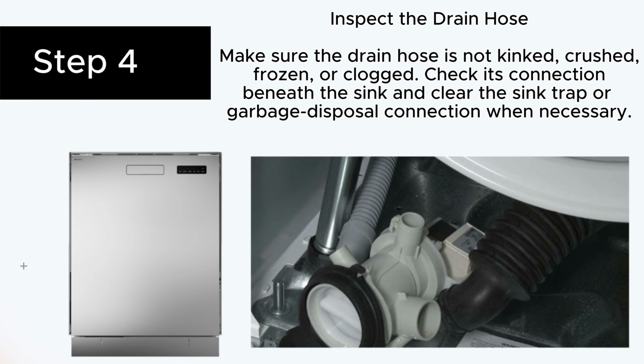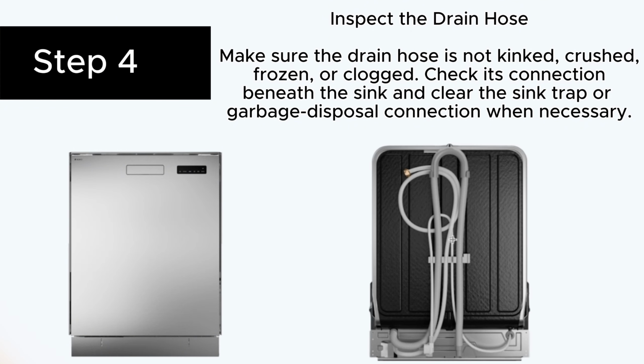While you're already there, since you're still at the back of the dishwasher, you can also inspect the drain hose, so this over here. It's also found at the back, so you can do both at the same time or one after another. Make sure the drain hose is not kinked, crushed, frozen, or clogged in any way. Check its connection beneath the sink and clear the sink trap or garbage disposal connection when necessary. A blocked drainage path commonly causes the F11 water outlet fault and similar problems.